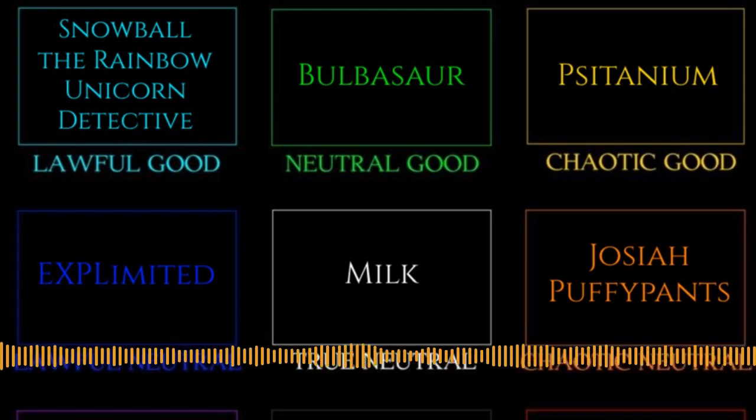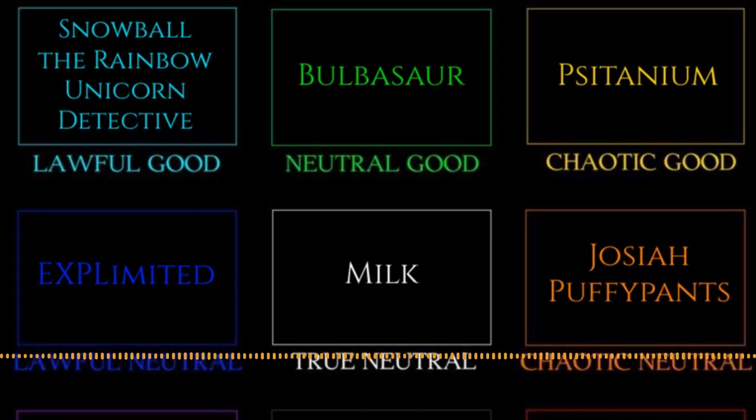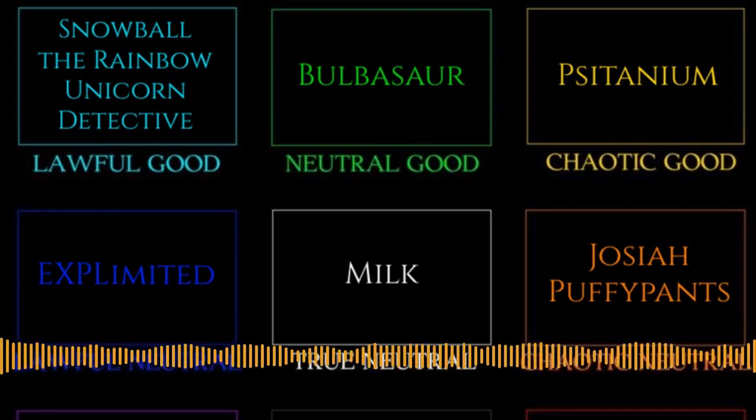If you were aligned as a good character, and you were doing things that were good, that could eventually lead to benefits to your character, or same thing for evil, or same thing on the lawful-chaotic scale.